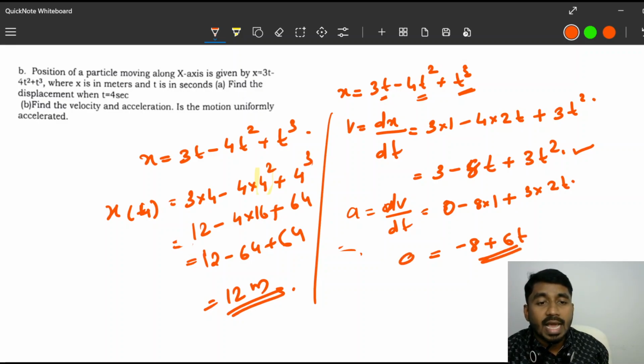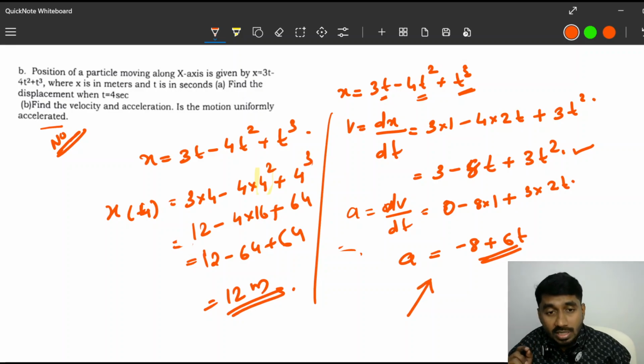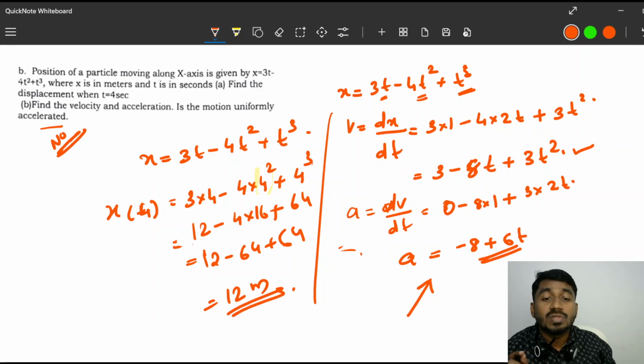Here we can say that the acceleration is also changing with the time. So the acceleration is non-uniform. Is the motion uniformly accelerated? No, it is not uniformly accelerated. What is the reason? We can see acceleration is depending on the time, meaning it may change with the time. Clear?